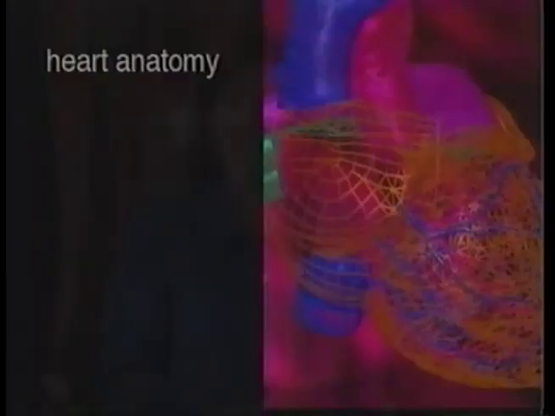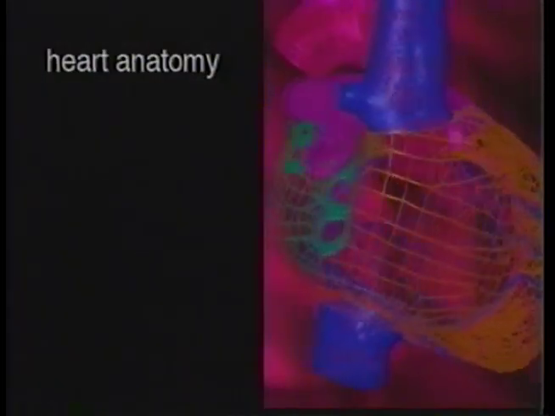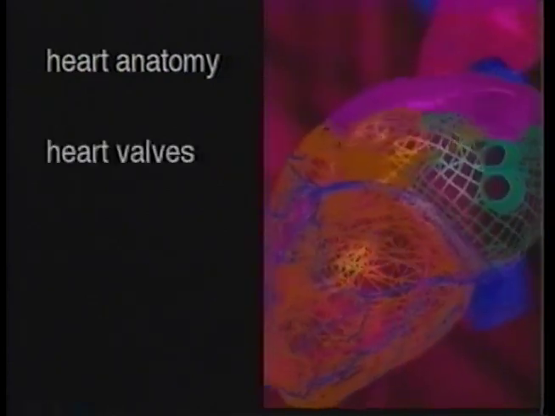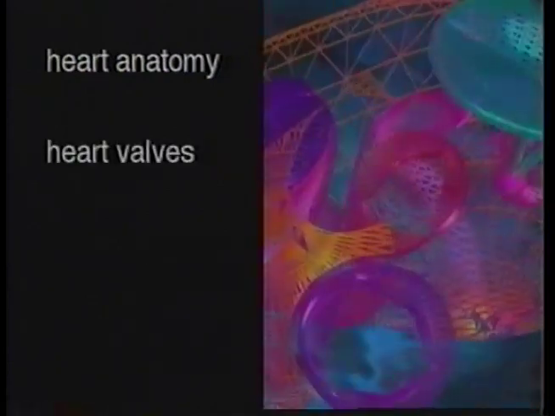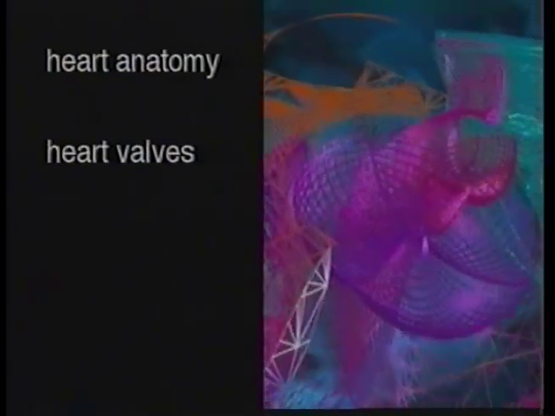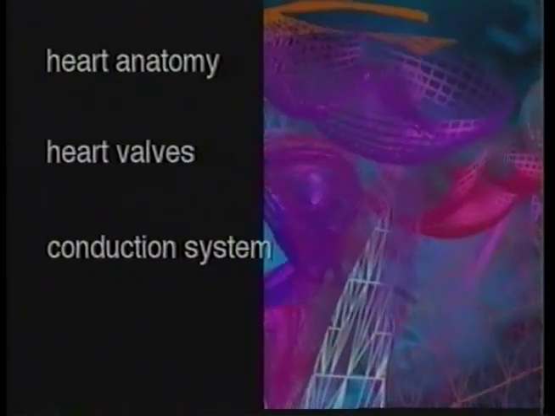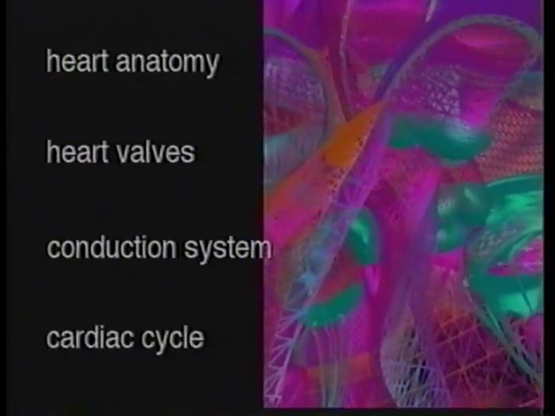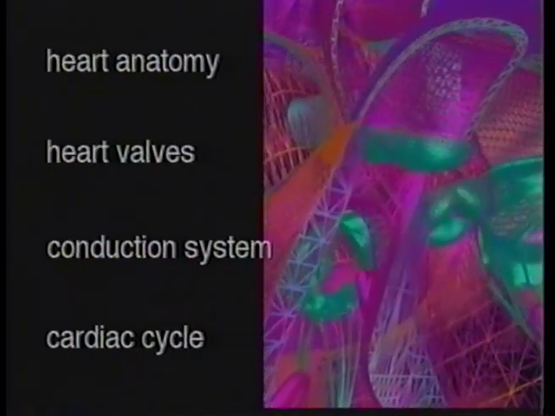To begin to answer some of these questions, we will consider the heart in 4 ways. First, we'll examine the external and internal anatomy of the heart. Next, we'll describe the structure and function of heart valves and how they maintain the unidirectional flow of blood. We'll then look at the conduction system of the heart. And finally, we'll explain the events of the cardiac cycle.